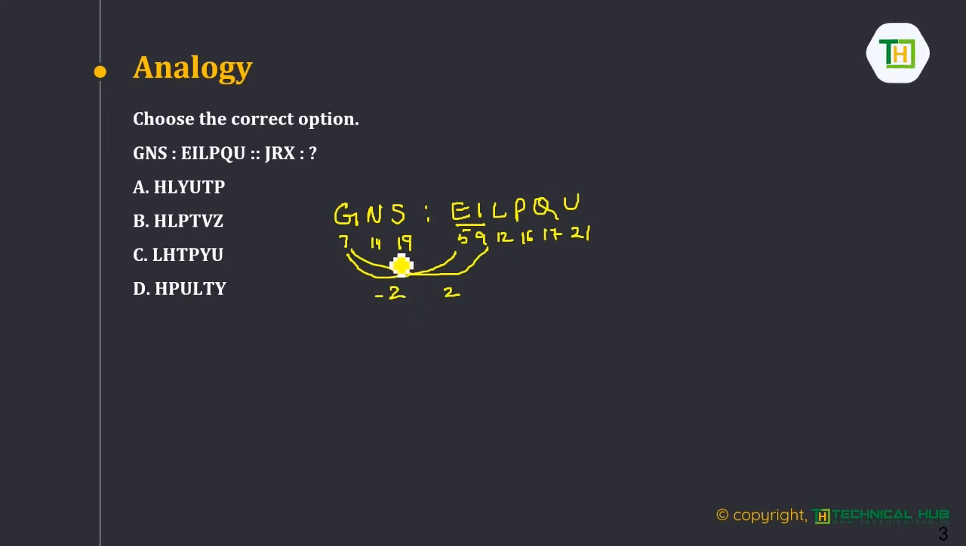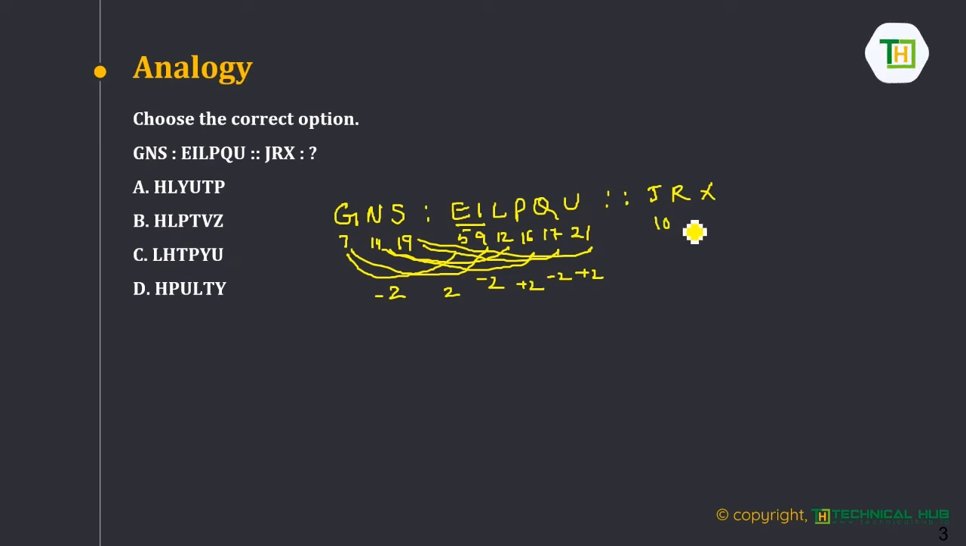Coming to the next letter N, one is subtract 2 and the second is adding 2. Coming to the last letter S, subtract 2 and add 2. So finally, what is the logic? Minus 2, plus 2 is the logic. The same logic is applied to the third one to get the fourth one. What is the third one? J R X.